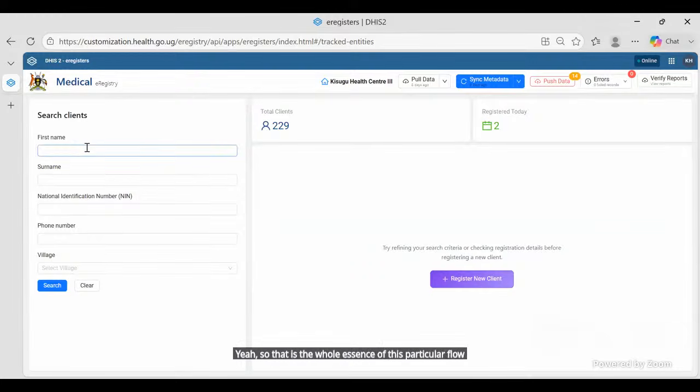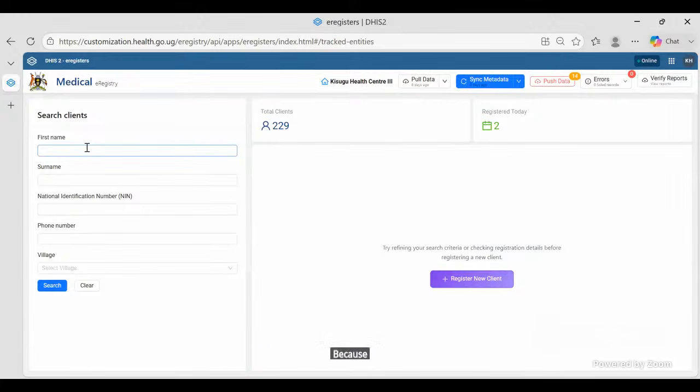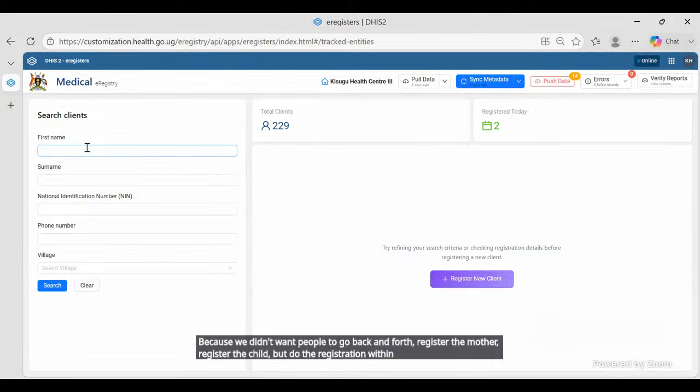And why we have integrated them is because we didn't want people to go back and forth, register the mother, register the child, but do the registration within the same interface.